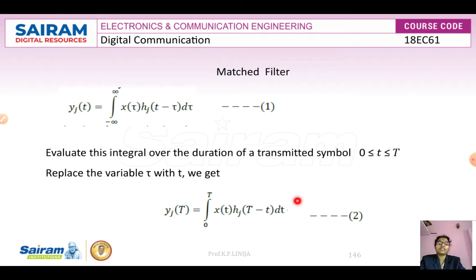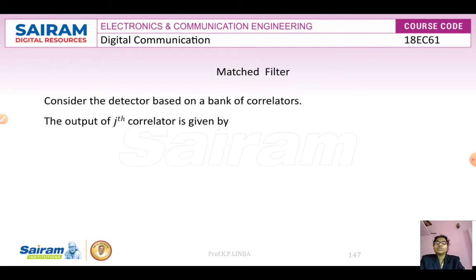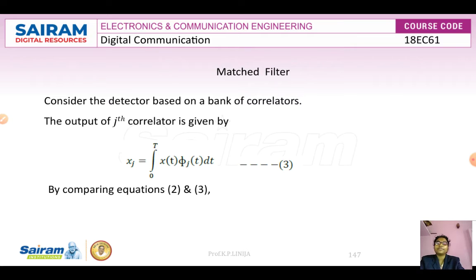That we mark this equation as equation number 2. And also we are going to consider the detector, which is based on the bank of correlators. So the output of the jth correlator can be written as xj is equal to integral 0 to T x of t into phi j of t dt, and this equation is marked as equation number 3.